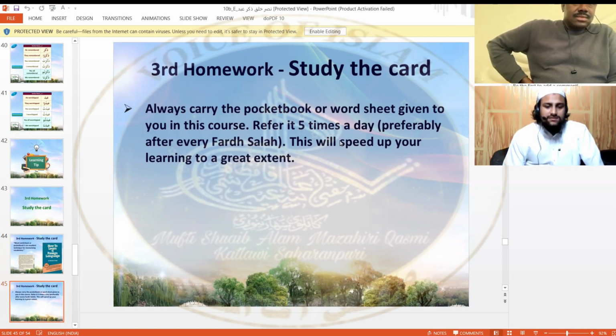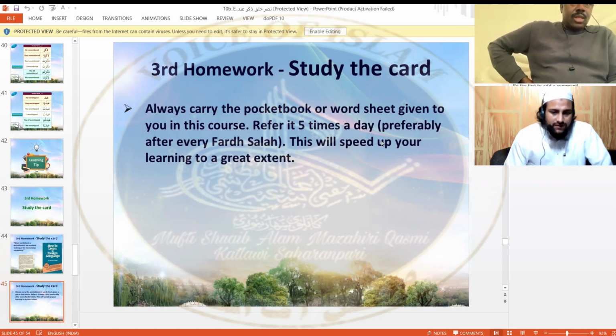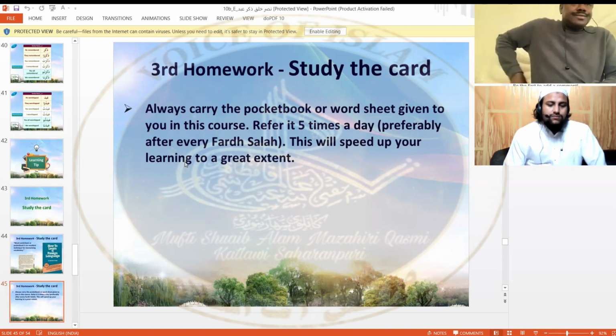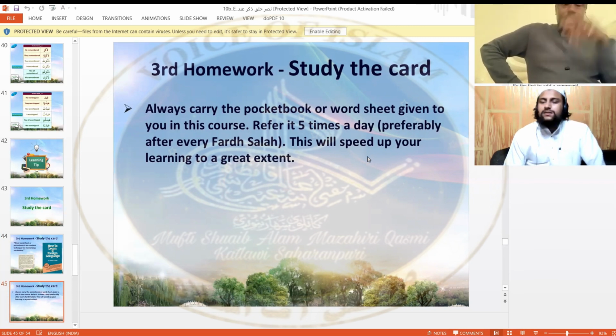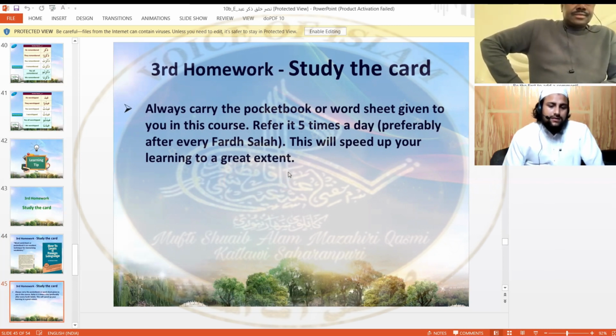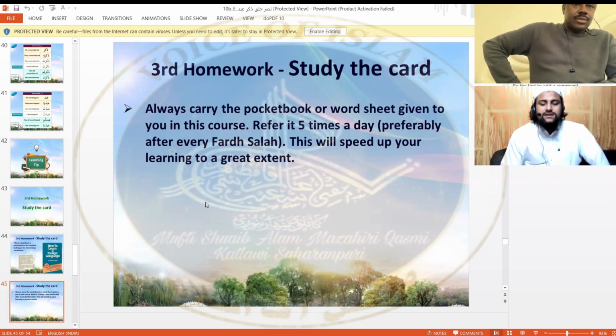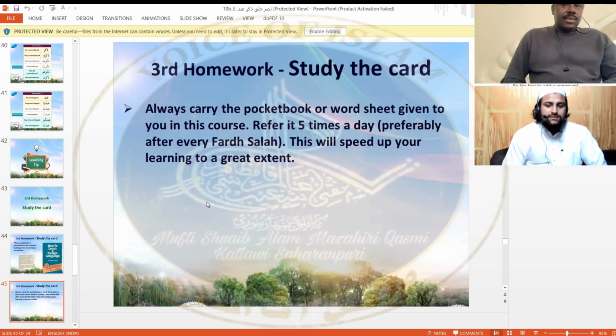Refer to it five times a day, and preferably after every first salah. This will speed up your learning to a great extent. So after every first salah, read your pocket book. I have sent you in your course material, mashallah.